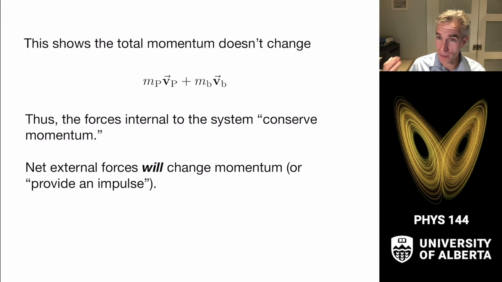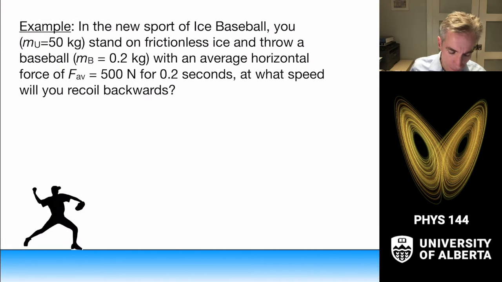This requires us to pay careful attention to what our system boundary is. Net external forces will change the momentum, just like net external work will change the energy. So we have systems, and we have changes in momentum or energy based on impulses or works respectively. Well, we can use this conservation of momentum if we have you standing on frictionless ice and throwing a baseball with an average horizontal force of 500 newtons for 0.2 seconds. At what speed will you recoil backward?